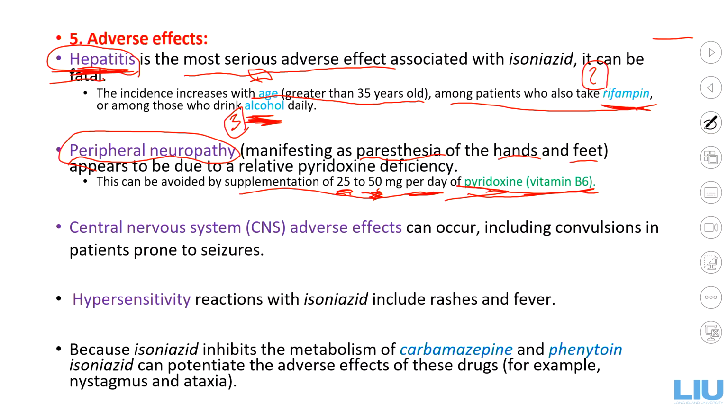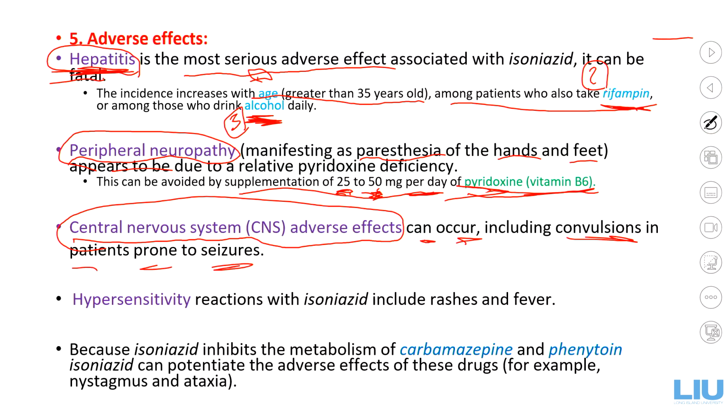Any other questions? All right, so we talked about hepatitis, we talked about peripheral neuropathy. The third side effect is central nervous system adverse effects. Can occur, including convulsions in patients prone to seizure. So people who are prone to have seizure, right? So isoniazid would actually make this more likely to happen. Okay, so CNS adverse effect. That's the third side effect we need to know.